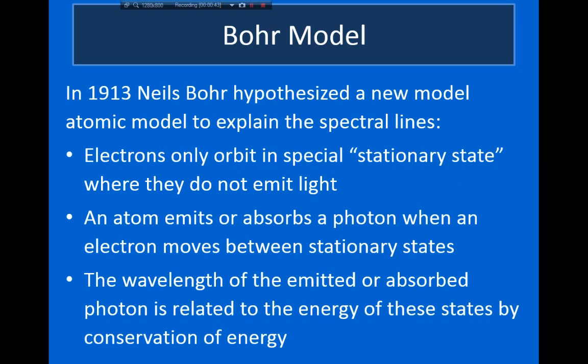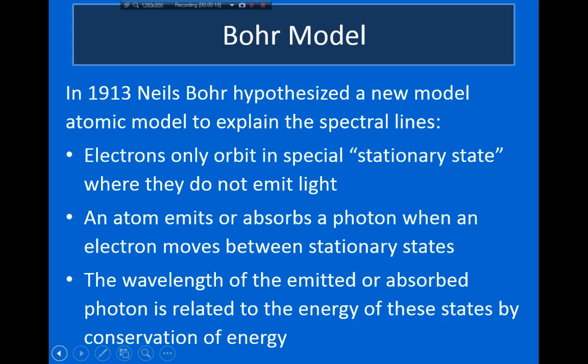And an electron inside an atom is only able to absorb a photon if the energy of this photon is equal to the energy difference between two stationary states. So because these electrons can only exist in the stationary states, the electron can only absorb a photon if the photon carries just the right amount of energy to move the electron from one stationary state to another. And this model, hypothesized by Niels Bohr, led to the next major advancement in understanding quantum mechanics.